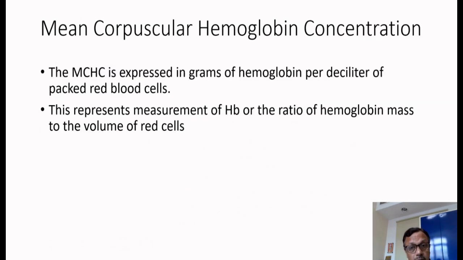Now, if you know the value of hemoglobin, you may be able to calculate the MCHC. What is MCHC? It represents the measurement of the hemoglobin, or the ratio of the hemoglobin mass to the volume of the red cell present in your body.